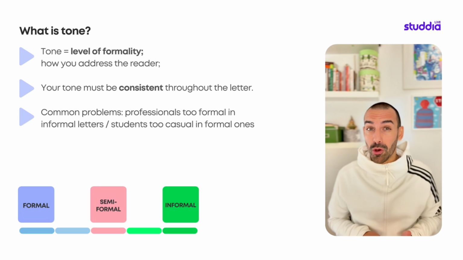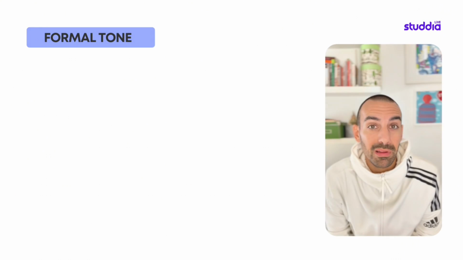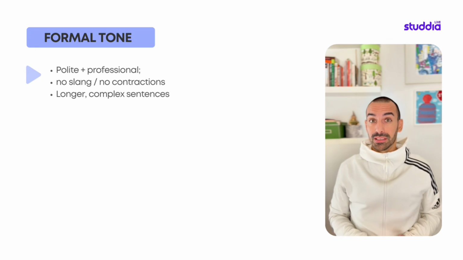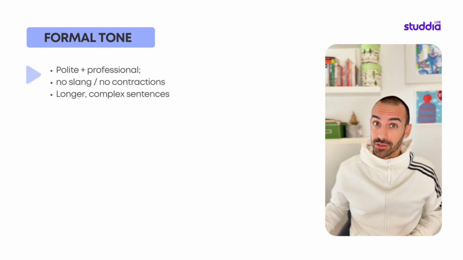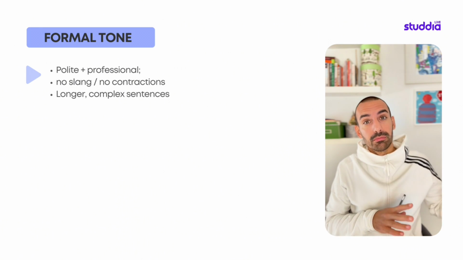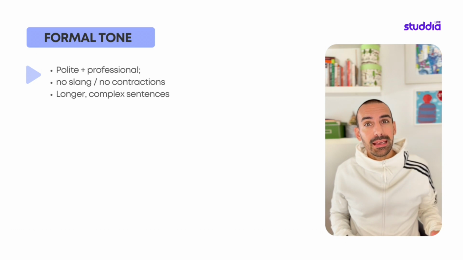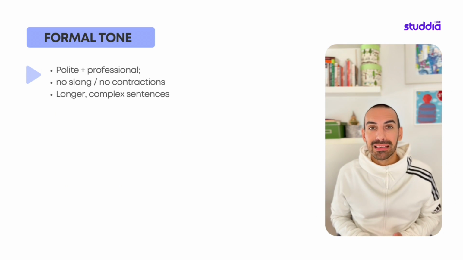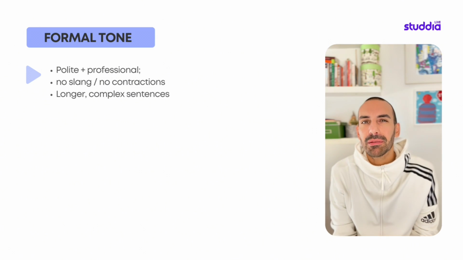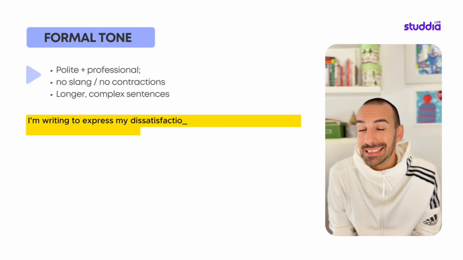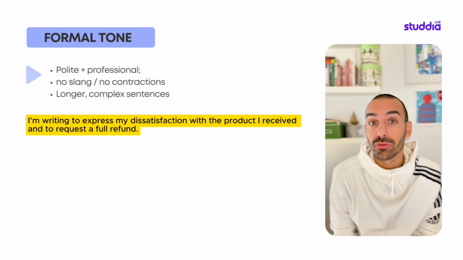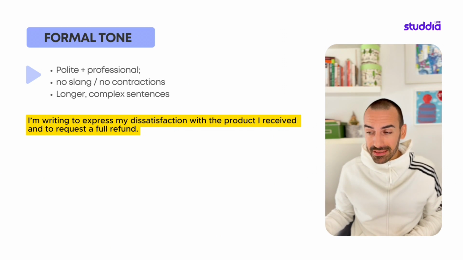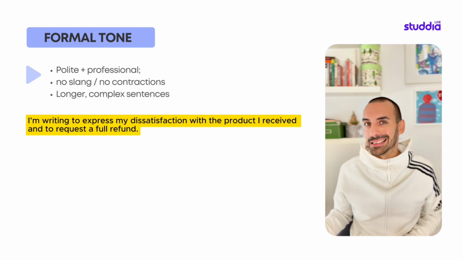Let's now examine the tone a bit deeper. In formal letters, you want to be respectful, you want to be polite, and you want to be professional. Your goal is to sound serious and clear, not cold, but professional. So basically, avoid anything that sounds casual or conversational. No slang, no abbreviations, and definitely no emojis. For example, in a formal complaint or a formal request, you might say something like, I'm writing to express my dissatisfaction with the product I received and to request a full refund. That's a very typical formal sentence.